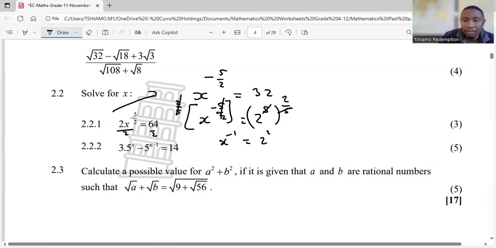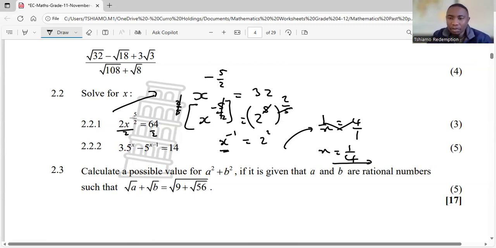And then I'm left with x to the power 2, which is what? 4. So I'm left with something like this. I can write this as 4 over 1. Multiply both sides. My answer will be a quarter. Okay, hope you get it. Let's try another question. There's 2 questions, and then we should take a pause and then continue.